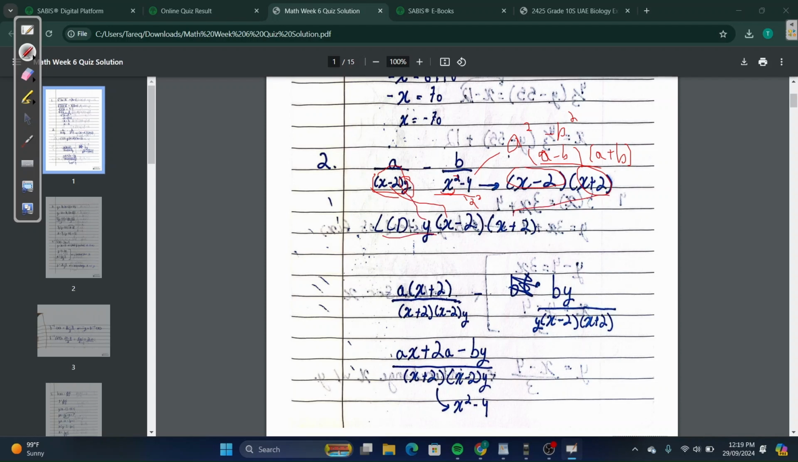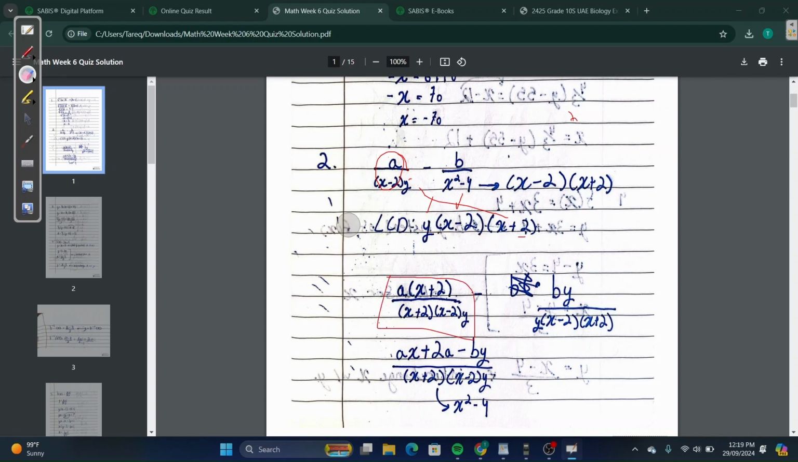This is our LCD. Now you're going to want to multiply to change our fractions from the original forms, which were a over x minus 2y minus b over x squared minus 4, into something that would have this as the denominator for both of them. So here you already have the y and the x minus 2 for this one. So what you're going to want to do is multiply by x plus 2. So x plus 2 down, x plus 2 up, which I did here.